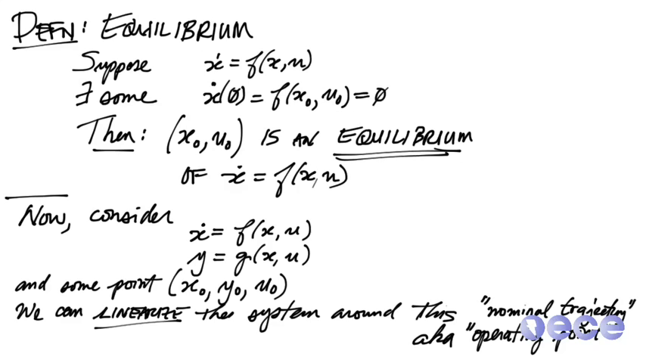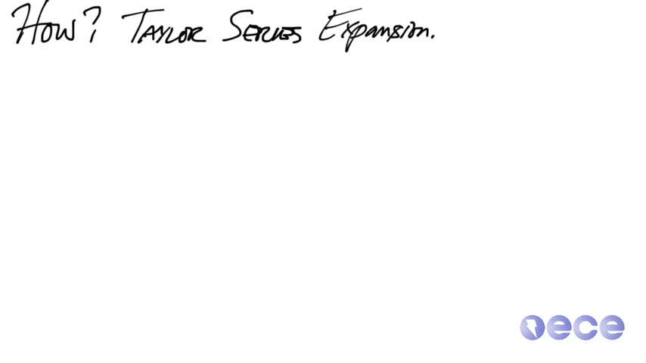But we'd like to be able to explore how our system responds to a disturbance at this point, x0, y0, u0. So if we receive a disturbance, we'd like to know how the system is affected. Can we control the system back to its equilibrium point? So how are we going to do this? We're going to use the Taylor series expansion. So let's refresh what the Taylor series expansion means.